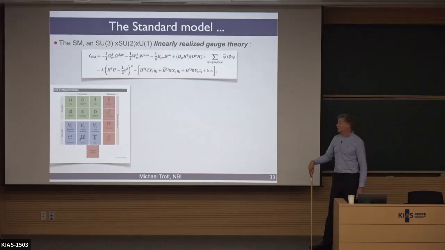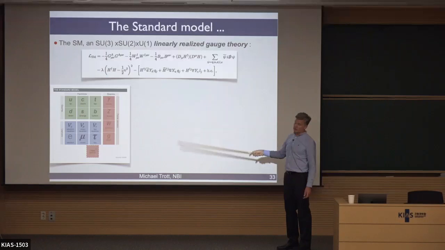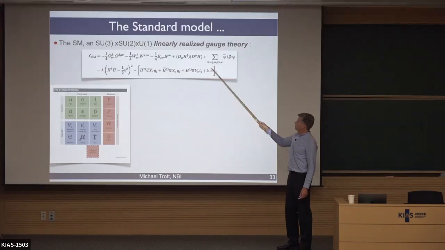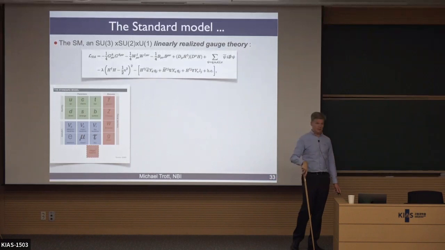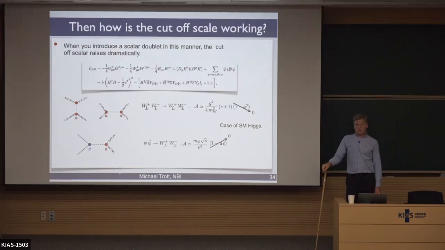So when you do the standard model, we have this linearly realized gauge theory. This is my Lagrangian. I'm just telling you this for the sake of fixing my notation, which will be consistent going forward. And we've introduced the Higgs mechanism. We have the kinetic term for the Higgs, and we have this potential term, and we have this whole spectrum of states in the theory. So as I mentioned, the standard model you can think of as a very, very special case of a very general story involving just having a zero plus scalar, which raises the cutoff scale.